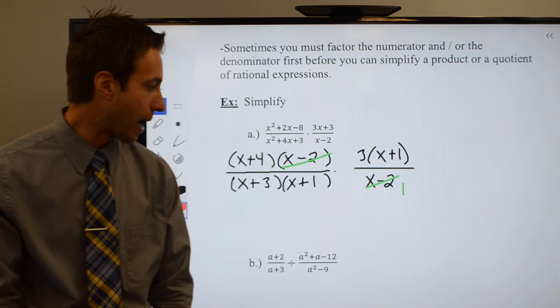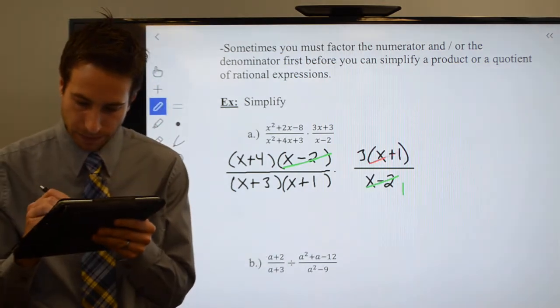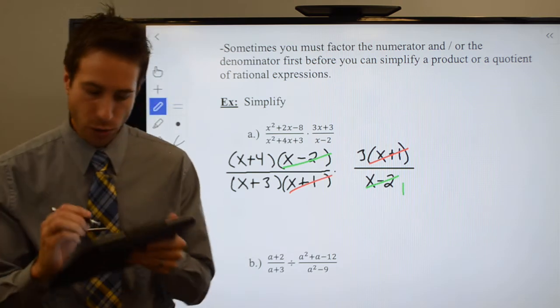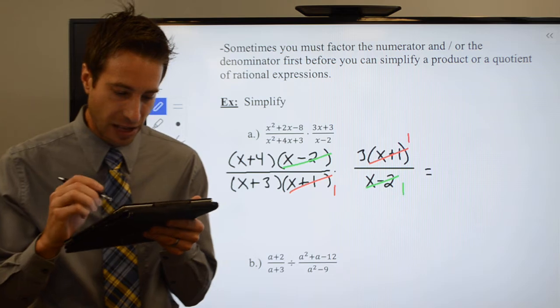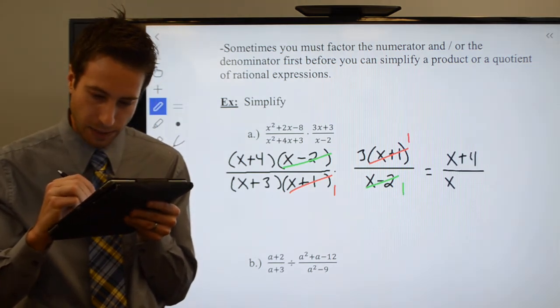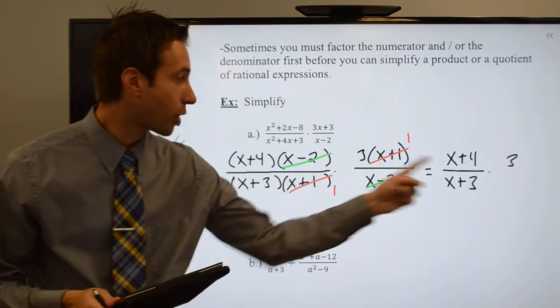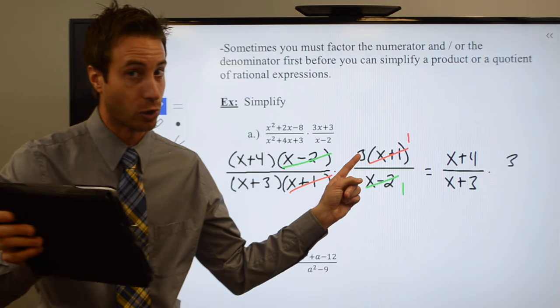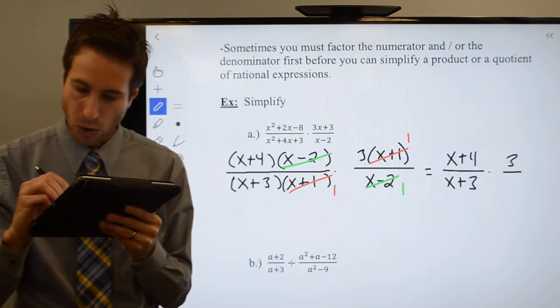Go the other way. x plus 1, x plus 1. Both of those will just become 1s. And so here's what I have left. I have x plus 4 over x plus 3, times 3. That's all that's left. I have that 3 left up there. Don't lose it. And in the bottom, nothing but a 1.